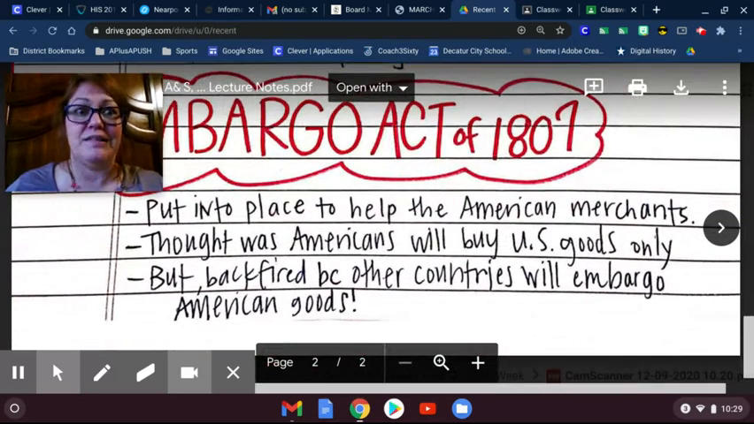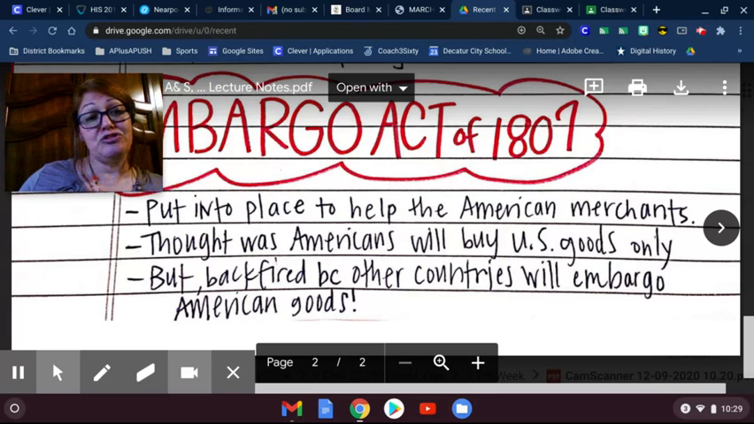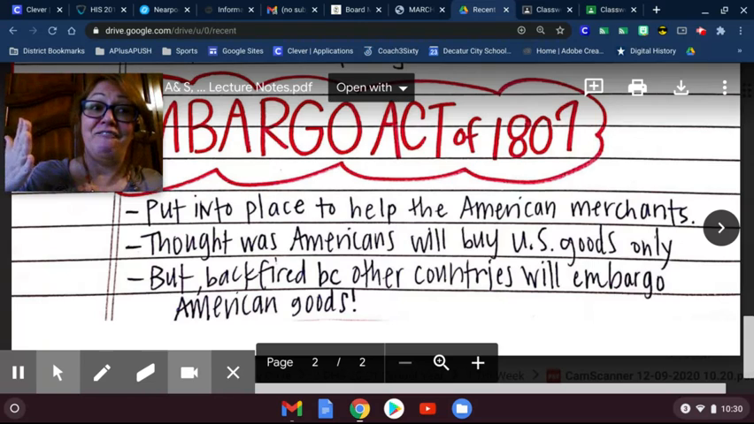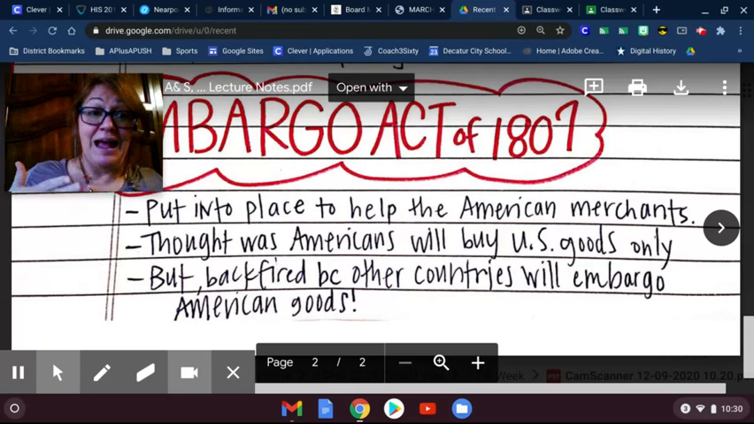Then we've got the Embargo Act of 1807. It wasn't a good thing either. It was put into place to help the American merchants. They thought that if we stop the imports of goods into America, then it will force Americans to buy American goods. But it's going to backfire because other countries are going to do the same thing to us. They're going to embargo our goods, and we're not going to be able to sell our goods to other countries. So we didn't think about the effect that it would have on our country.